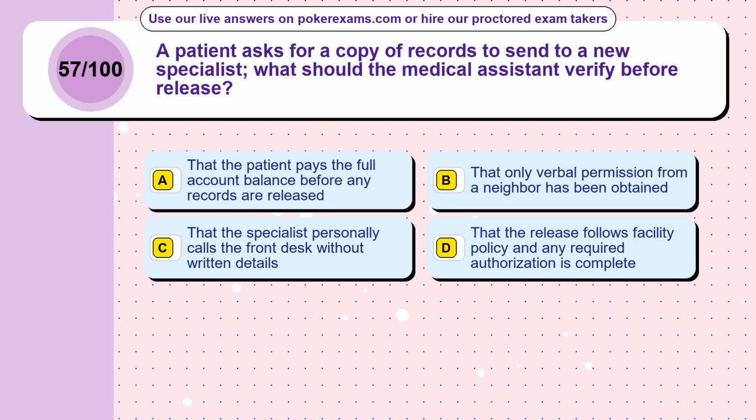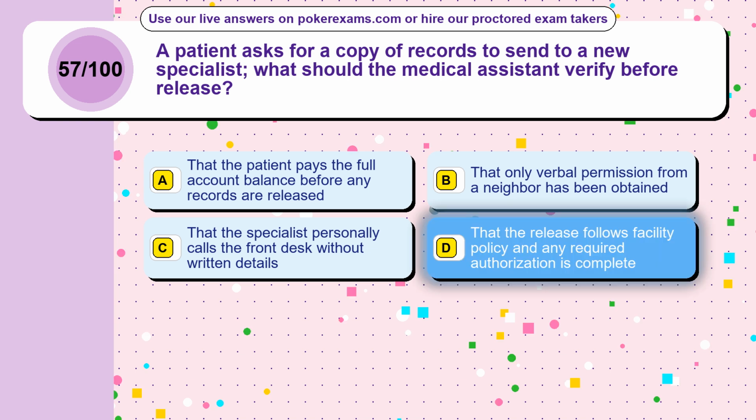Question 57. A patient asks for a copy of records to send to a new specialist. What should the medical assistant verify before release? Option A. That the patient pays the full account balance before any records are released. Option B. That only verbal permission from a neighbor has been obtained. Option C. That the specialist personally calls the front desk without written details. Option D. That the release follows facility policy and any required authorization is complete.